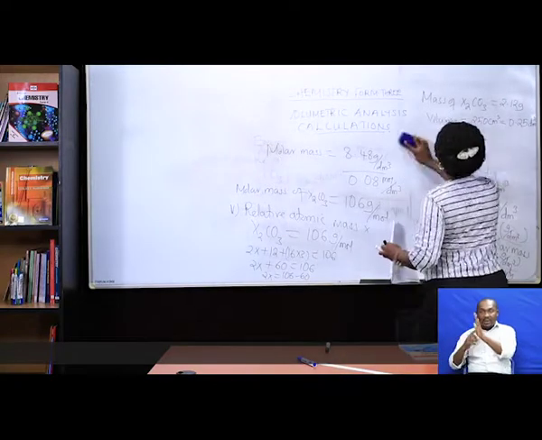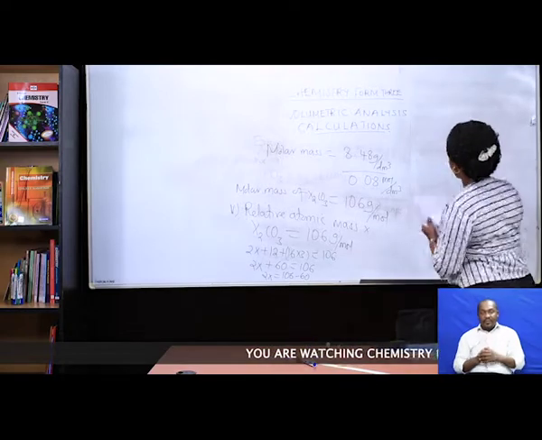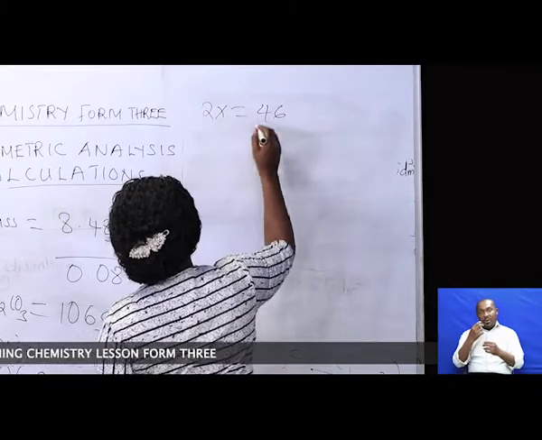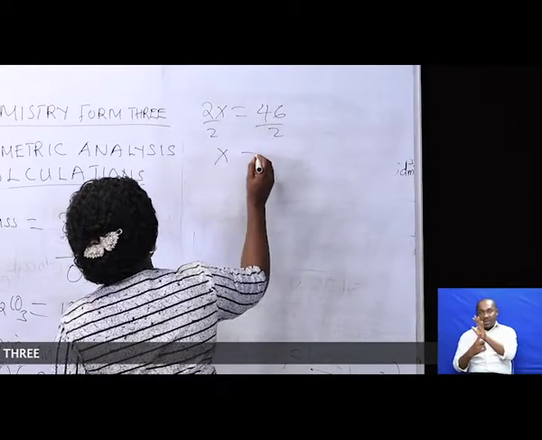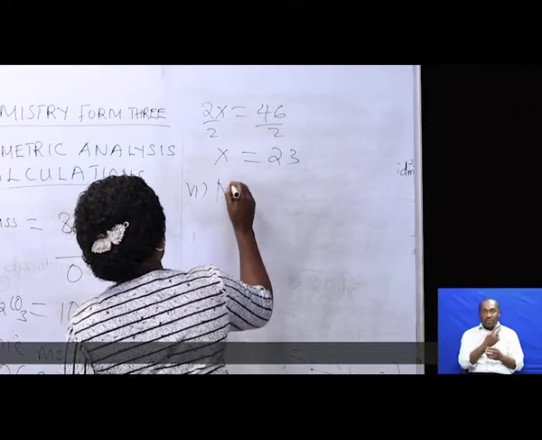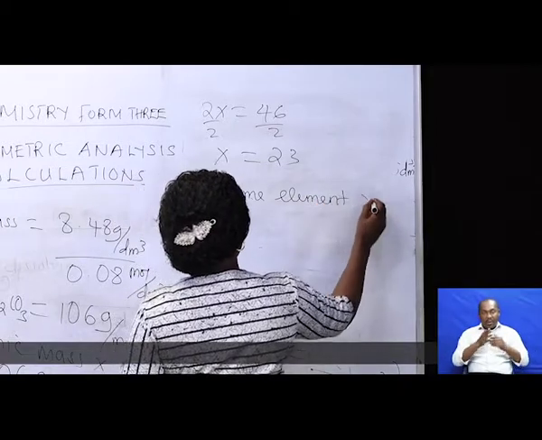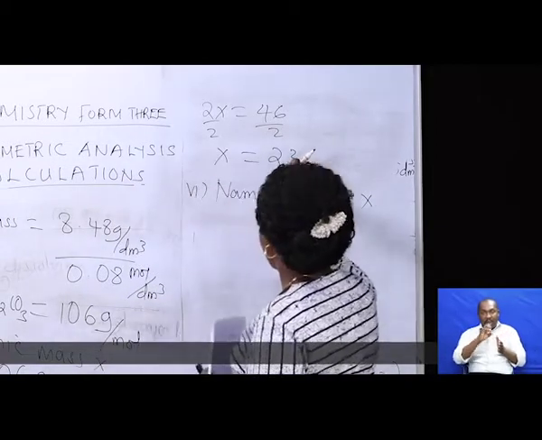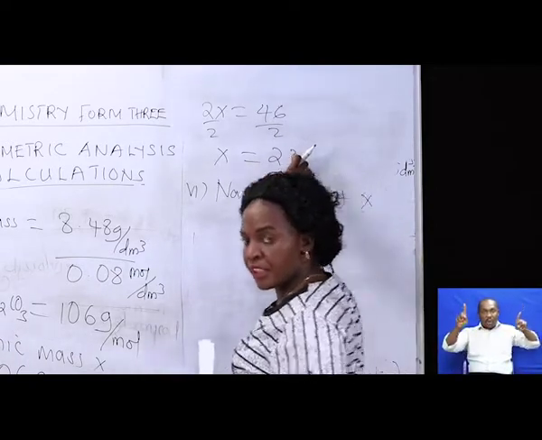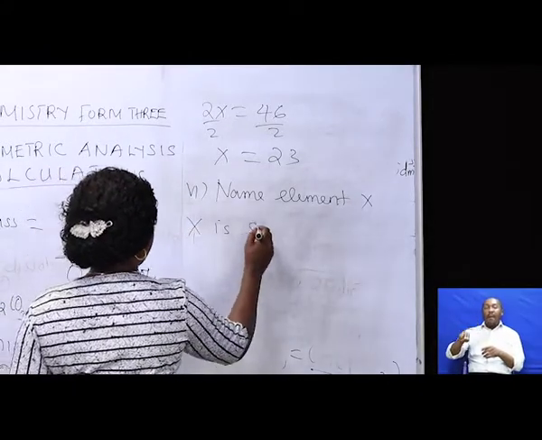So 2X is equal to 46. 2X equals 46. By 2, X makes 23. So the last question is to name element X. Since it has a relative atomic mass of 23, in the periodic table it is sodium with the atomic mass of 23. So X is sodium atom.